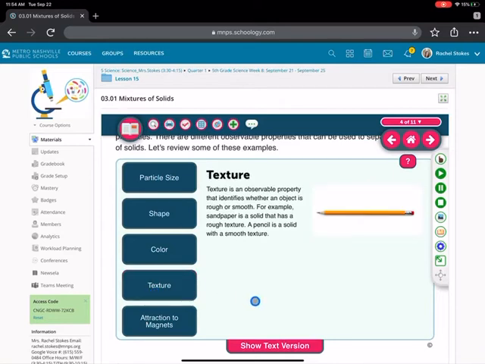Texture is another one, so how something feels. Is it rough? Is it smooth? Is it soft? Is it bumpy? Okay, so we could look at, for example, let me think of a good texture. Sandpaper. Okay, so if we had bits of sandpaper mixed in with bits of ribbon, one would feel very rough and bumpy, and the other, those bits of ribbon, would be silky and smooth. Okay, so we could separate it into texture.